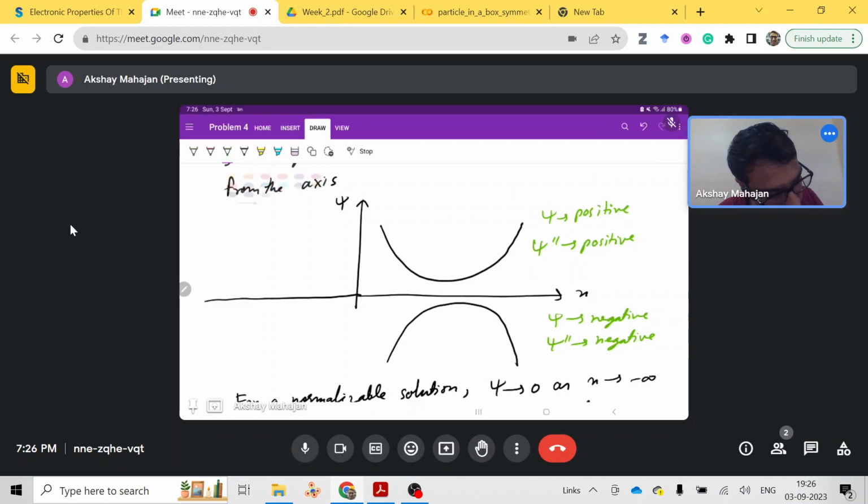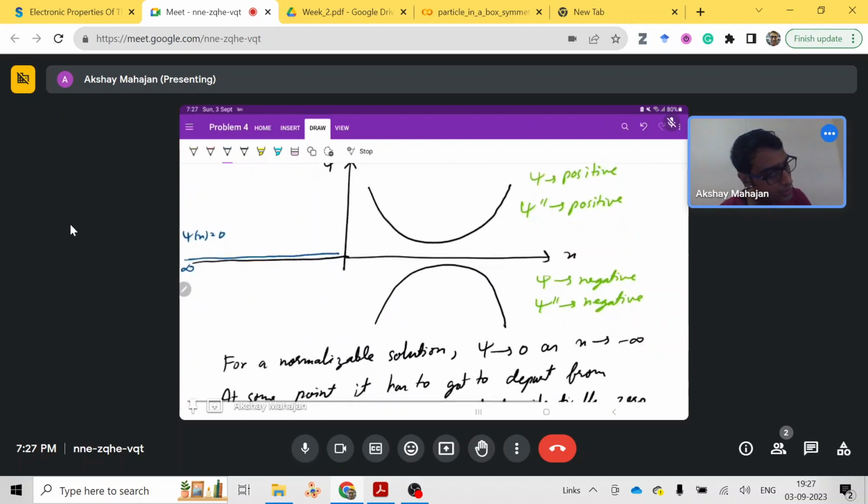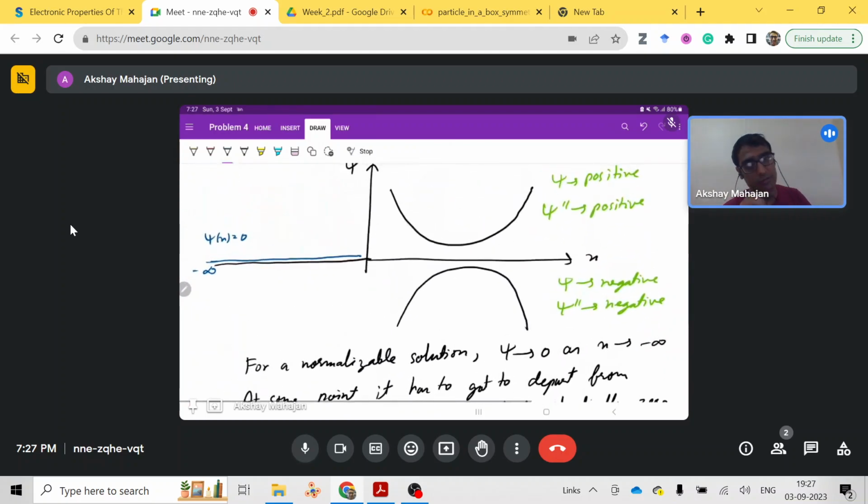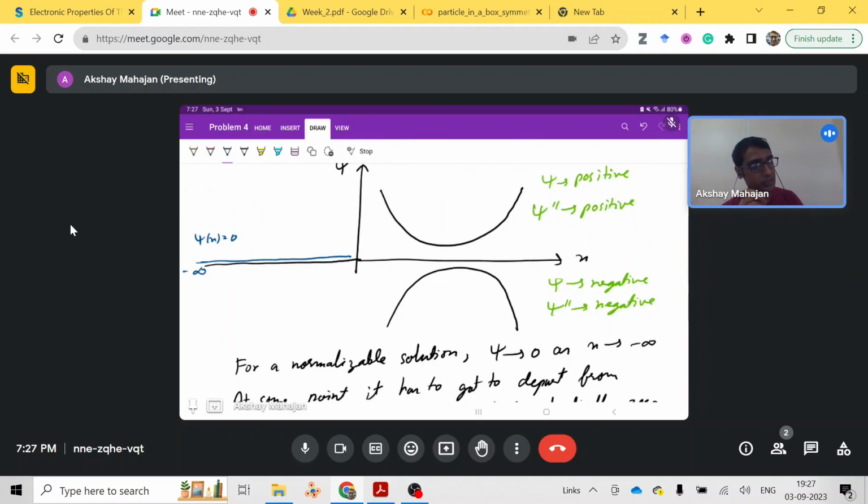Let's say our wave function is coming from here, so it will be 0 as x tends to minus infinity. Our function psi of x has to be equal to 0 at infinity. It could be 0 everywhere in the whole negative region, that's fine, but now it has to become positive somewhere. Even if it is 0 for x less than 0, it has to rise up now.